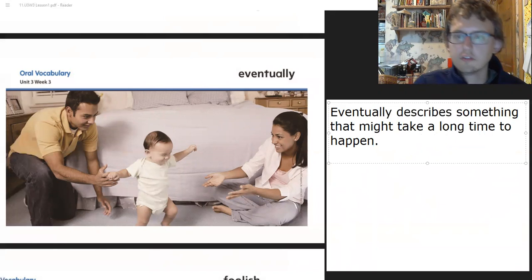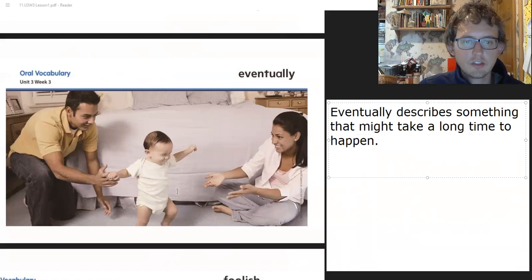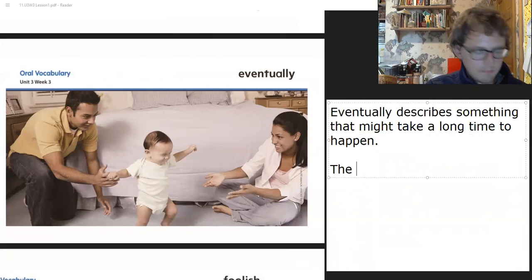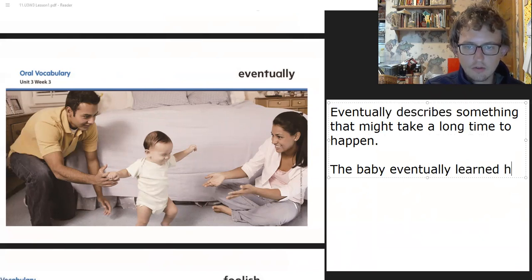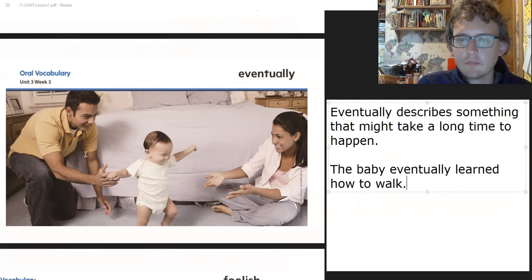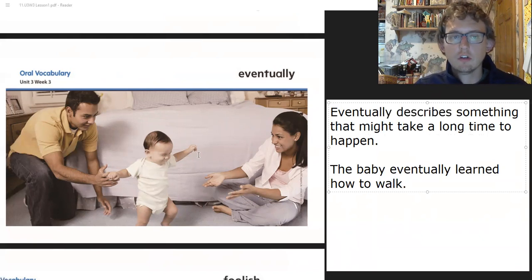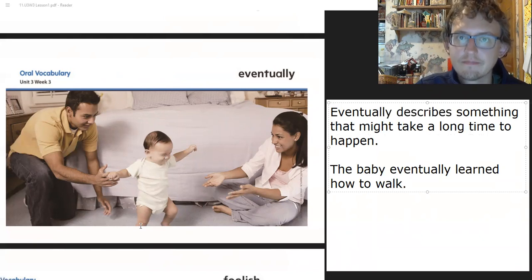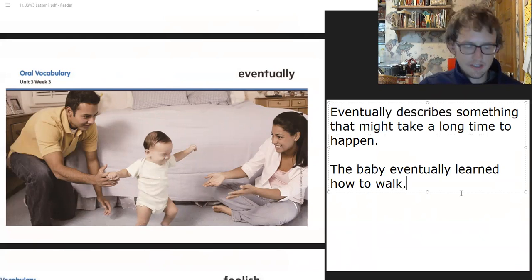Okay, so we can see here in this picture, we can say the baby eventually learned how to walk, right? So when the baby was born, the baby couldn't walk. And then the baby could crawl, and then after a long time, maybe 2 years or 3 years, the baby was able to walk, right?